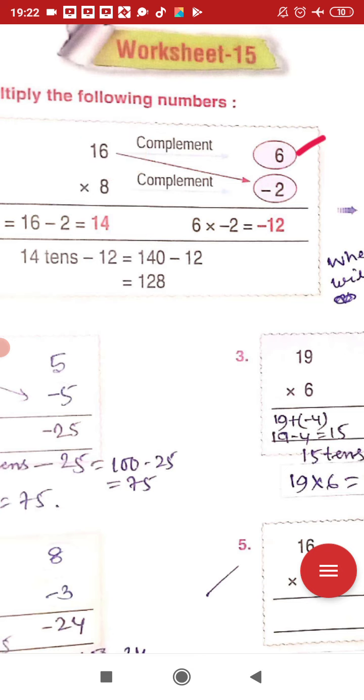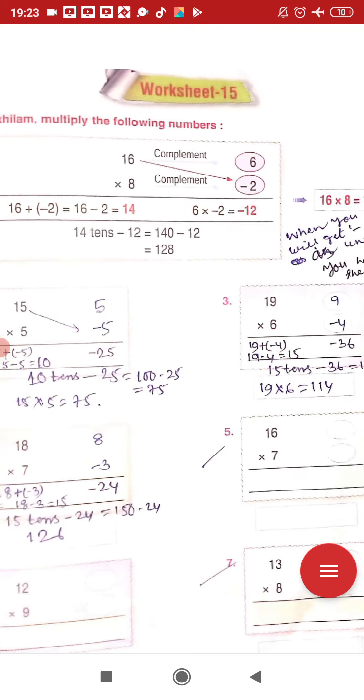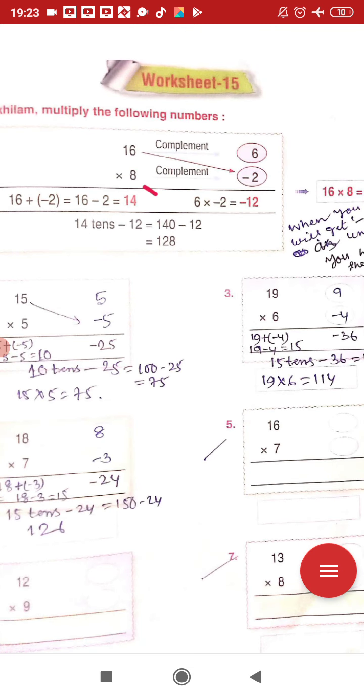Same, it is a single-digit number. 8 is less than 10. That is why we need to subtract 8 from 10 to get the NIKHILAM. So minus 2. Okay. Now same method. What is the method? Just add diagonally, 16 minus 2. So 16 minus 2 equals 14.